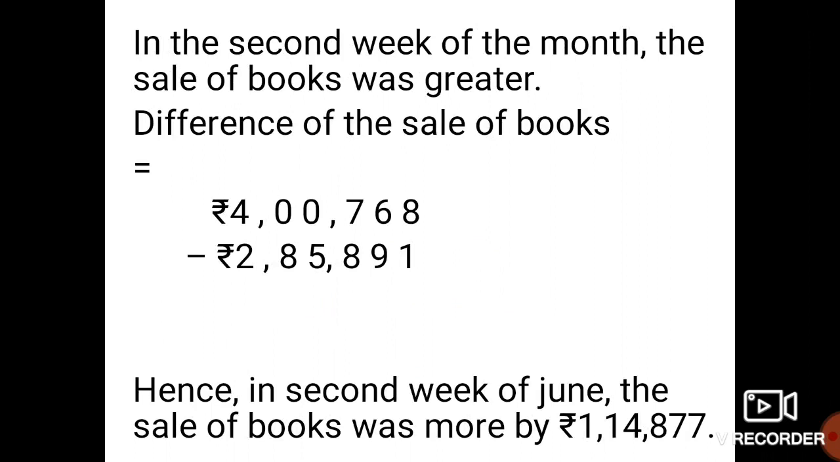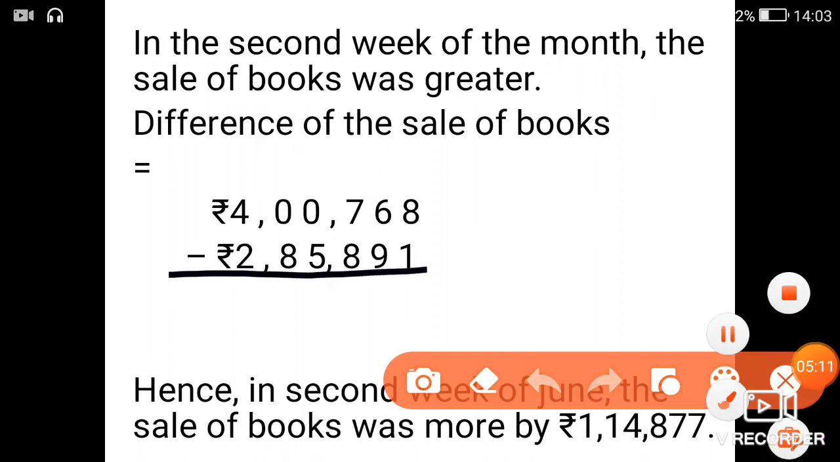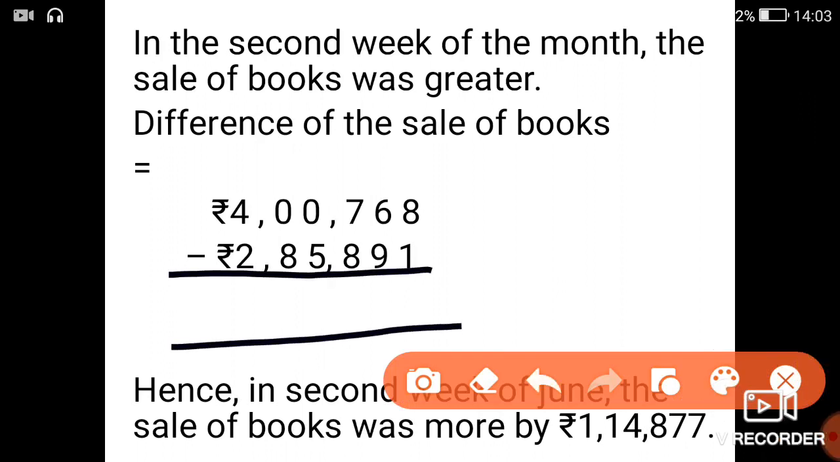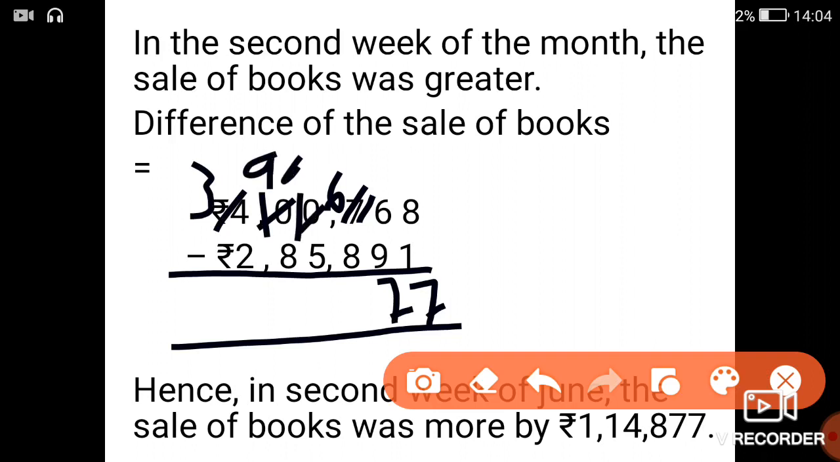So we need to find the difference of the sale of the books. So we'll perform subtraction here. 8 minus 1 is 7 and 6 minus 9, we can't perform that, we'll borrow. So 16 minus 9 is 7. So 6 minus 8, we can't do that, so we'll borrow it. So 6 will become 16. So 16 minus 8 is 8. And next 9 minus 5, 4. And 9 minus 8 is 1. And 3 minus 2 is 1. So it is 1,14,877. Hence in the second week of June, the sale of books was more by rupees 1,14,877.